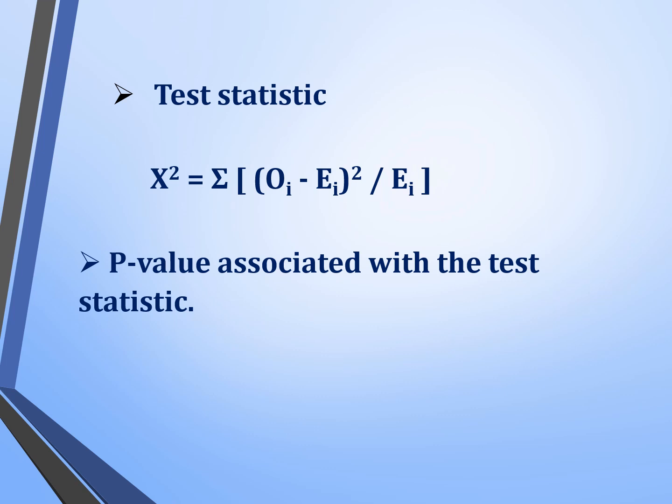Test statistic is a chi-square random variable defined by the following equation. Chi-square equals the summation of observed minus expected squared over expected. O is the observed frequency count for the level or any level of the categorical variable. E is the expected frequency count for that level of the categorical variable.